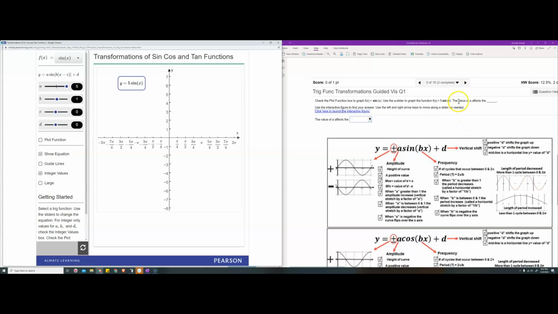all right, the value of A affects the blank, right? So we want to, first of all, we want to plot sine. So I'm going to set this back to 1 and say plot the function. Okay, now what I'm going to do is move this to 5, and you can see what it's affecting. Okay, that is affecting the A value, affects the amplitude.